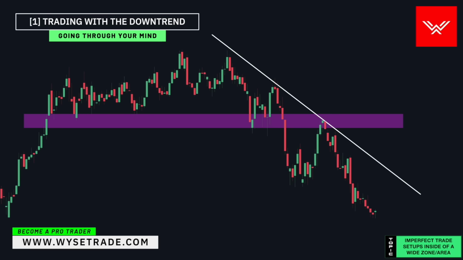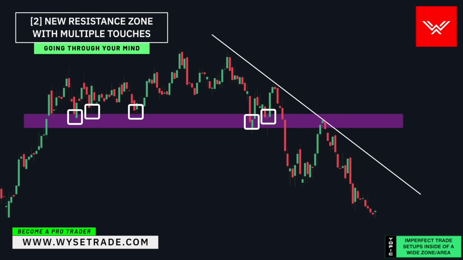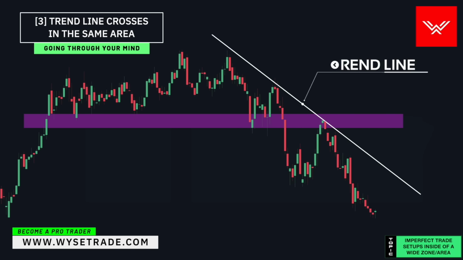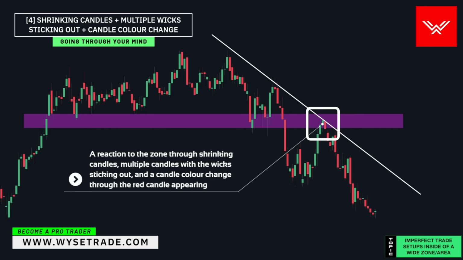1. You're trading with the strong downtrend through the lower highs and lower lows. 2. New key resistance zone with multiple touches. 3. Your trend line crosses in the same area. 4. Price enters the zone and reacts to the zone through shrinking candles, multiple candles with the wicks sticking out, and a candle color change through the red candle appearing.